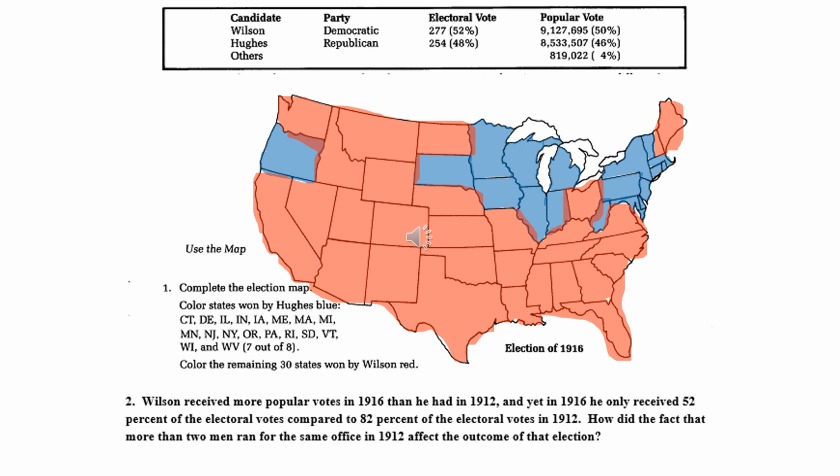How did the fact that more than two men ran for the same office in 1912 affect the outcome of the election? And obviously it split the vote further among more people, and so even though he won, he didn't get as many electoral votes.